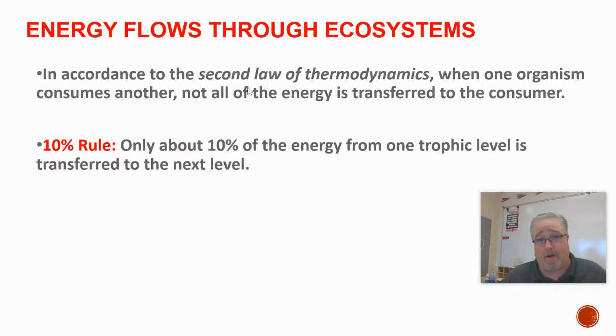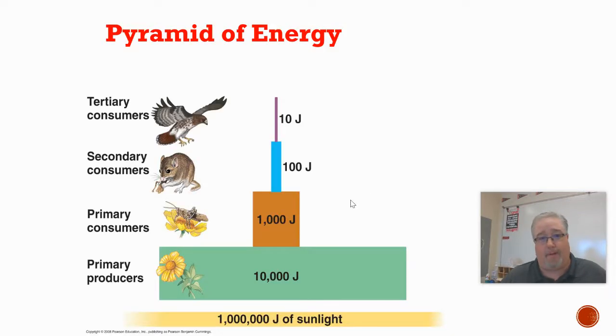And this is all because of something called the second law of thermodynamics, which basically says that when energy is transferred from one object to the next, some of that energy gets lost in the process of the transfer. But anyway, just understand that this 10% rule is saying that only about 10% of the energy gets transferred. So if we're looking, for example, at this food chain, here we have our producer, flowers. Here we have our primary consumer, grasshoppers. Your secondary would be these little field mice. Then the tertiary might be a hawk.